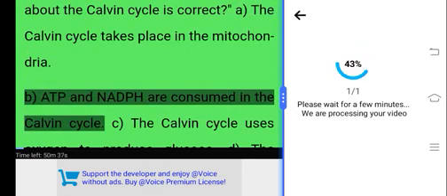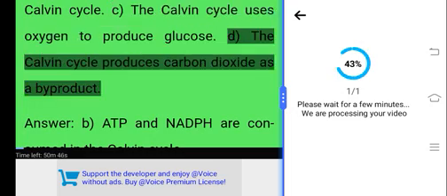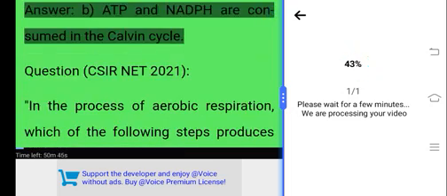A. ATP and NADPH are consumed in the Calvin cycle. C. The Calvin cycle uses oxygen to produce glucose. D. The Calvin cycle produces carbon dioxide as a byproduct. Answer: B. ATP and NADPH are consumed in the Calvin cycle.